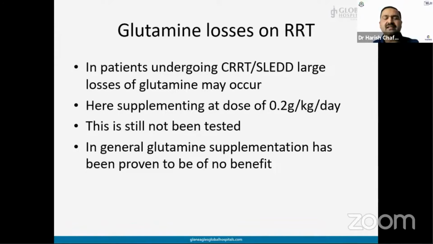This is still not being tested adequately in bigger trials, so that we can have that experience and start using it in our clinical practice. In general, glutamine supplementation has been proven to be of no benefit in certain trials, and there is confusion in this.